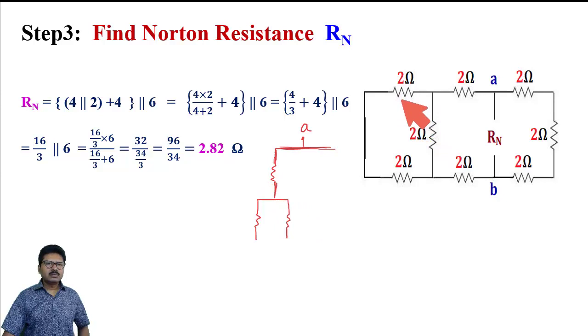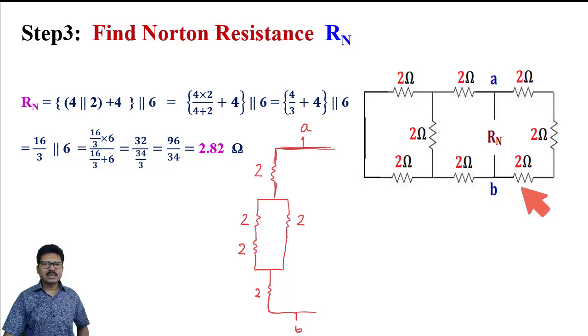This 2 ohm is in series connected with this 2. After this 2 ohm resistance, it is connected with another leg of this 2 ohm resistance. So these two are shorted. After this, another 2 ohm resistance which is in series connected to reach the point B. Now from right side of this point A, this 2 ohm, 2 ohm, 2 ohm all are in series connected, and it will ultimately reach to point B.